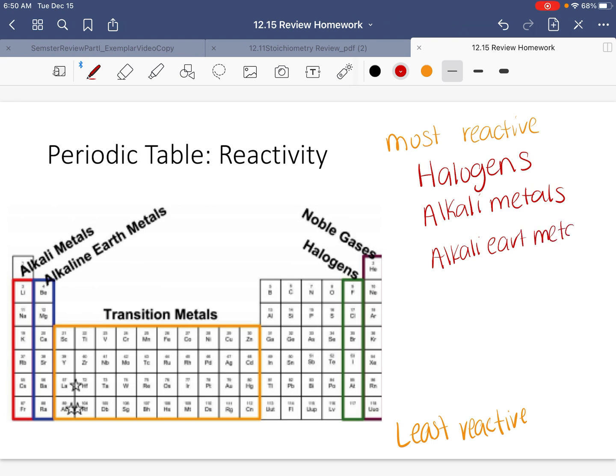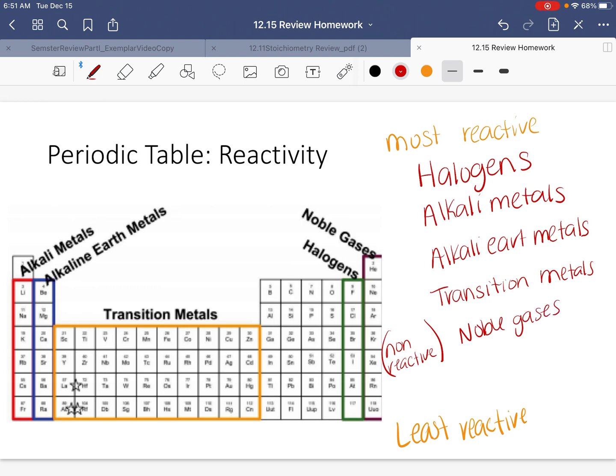The transition metals are pretty lazy. They really don't want to do anything. That's why they're a little bit towards the bottom. And then lastly, the ones that are non-reactive. These just really don't react. They have what they need. They don't need anything else. These are non-reactive. This would be your noble gases.